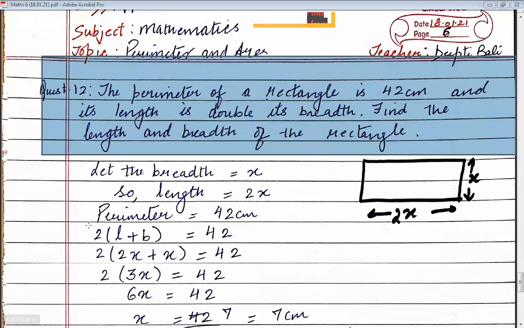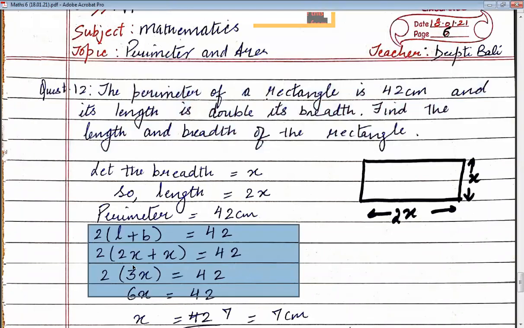Okay, so now after that you just have to solve. Now children, you know that 2x plus x, what is 2x plus x? What will it give you? 2x plus x is equal to 3x, because here the numerical coefficient is 1. So 2 plus 1 is 3. So 2x plus 1x is equal to 3x. Now 2 multiply 3x will give you 6x. So further you can say that 6x is equal to 42.